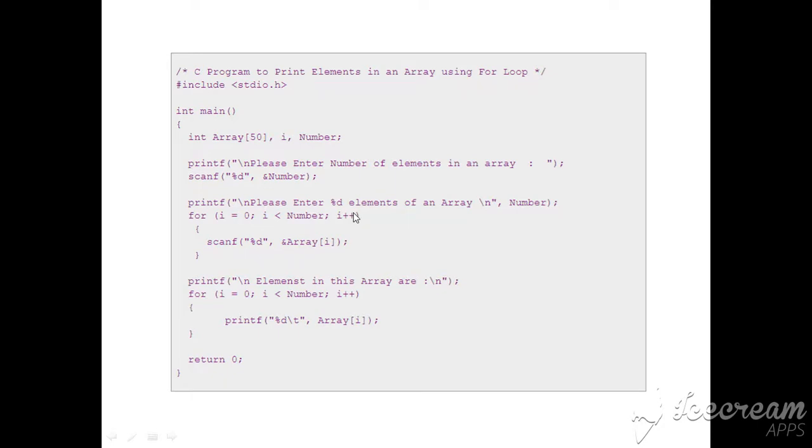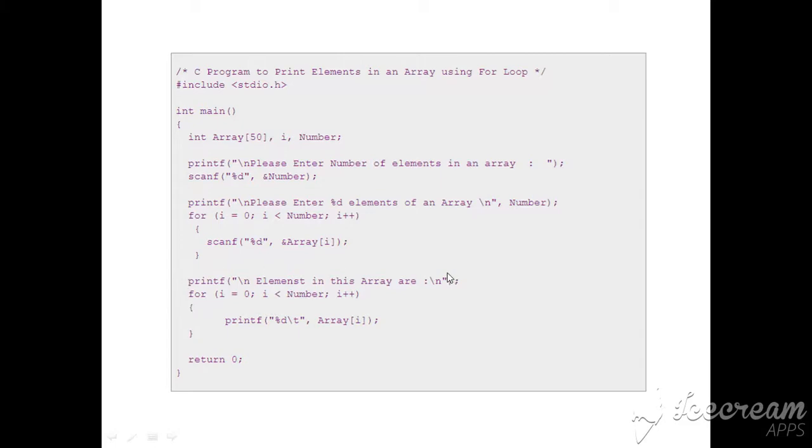The next time the control moves here, I gets incremented by 1. Now I is 1. 1 is less than 5 again. Now scanf %d ampersand array of 1. The second element now gets into array of 1. So the same procedure would be repeated for I is equal to 4. When I is equal to 5, 5 less than 5 would be false. By then you would have filled up the 5 elements of the array.